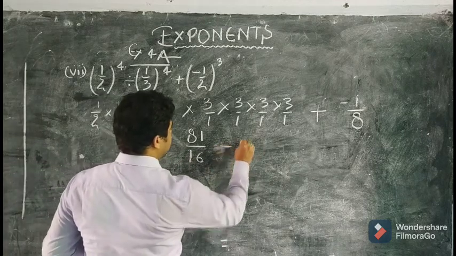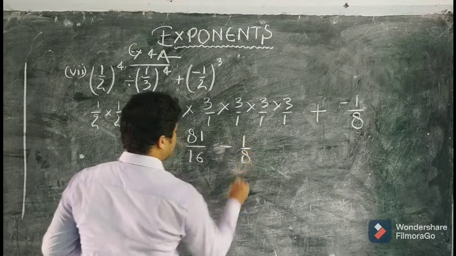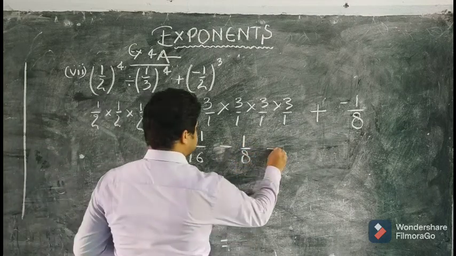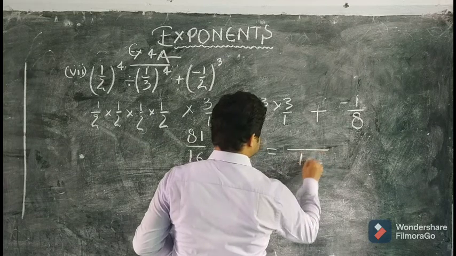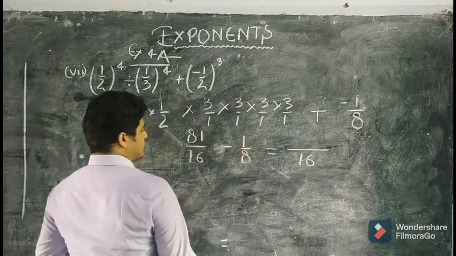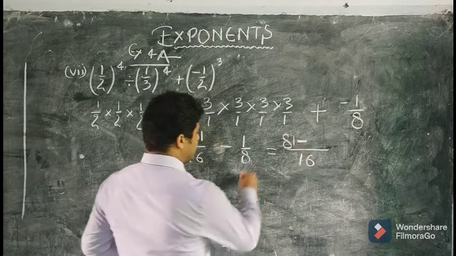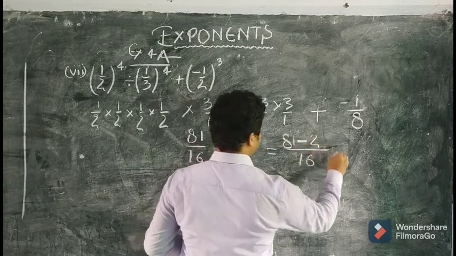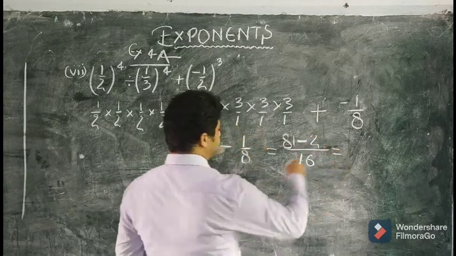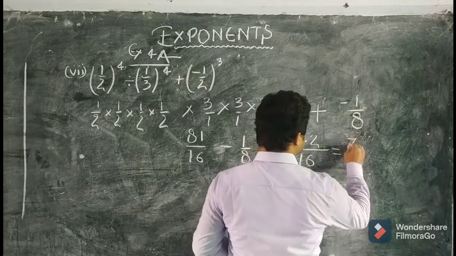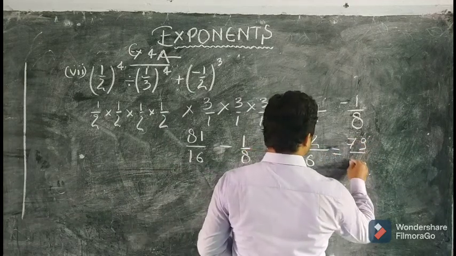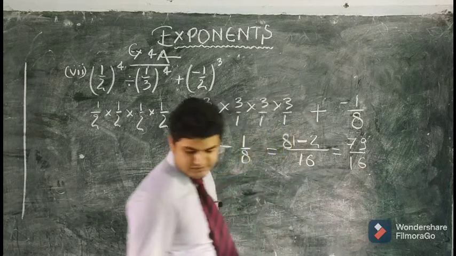So plus will become minus. Now take the LCM. LCM will be 16. So 81 minus 8 2s are 16, so 2. 81 minus 2 will give you 79. So 79 upon 16.